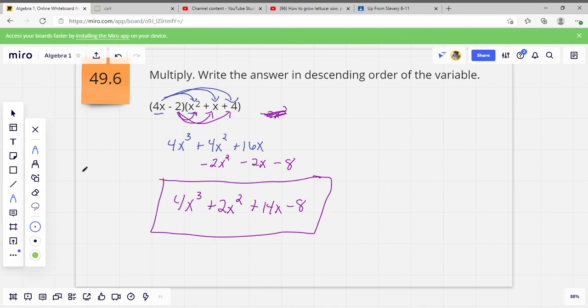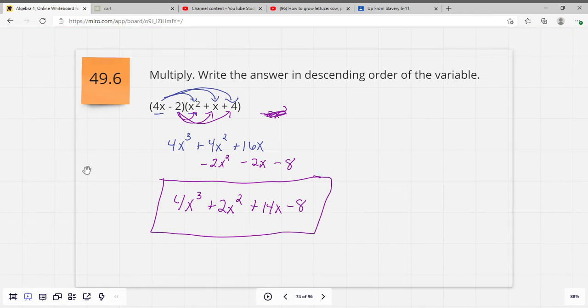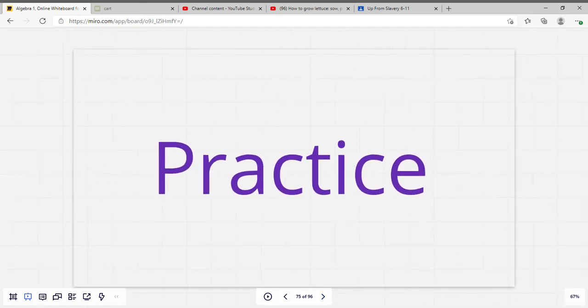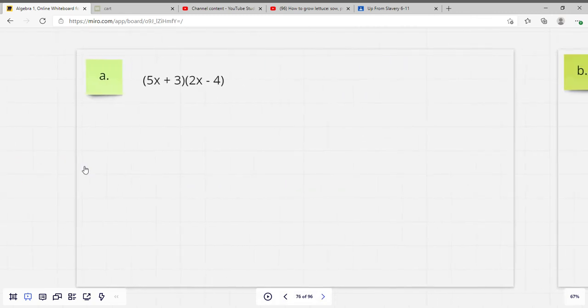These are really pretty easy. They look confusing at first, but once you do a couple of them, they're easy. So go ahead and do the practice problems, and when you're done, unpause the video, and I'll work them for you. All right, so practice A.